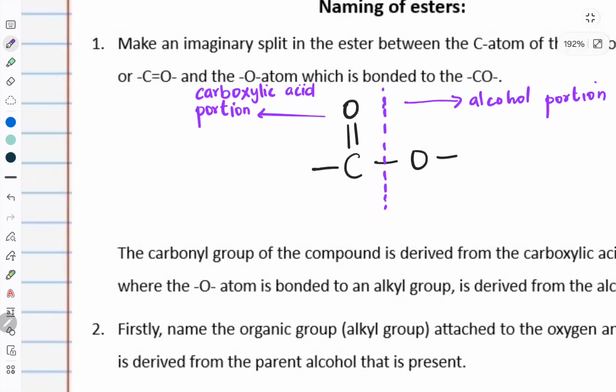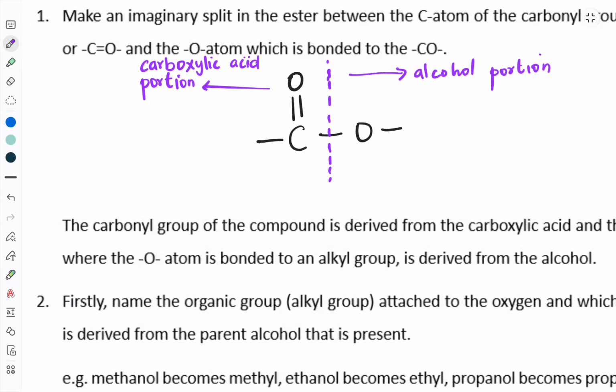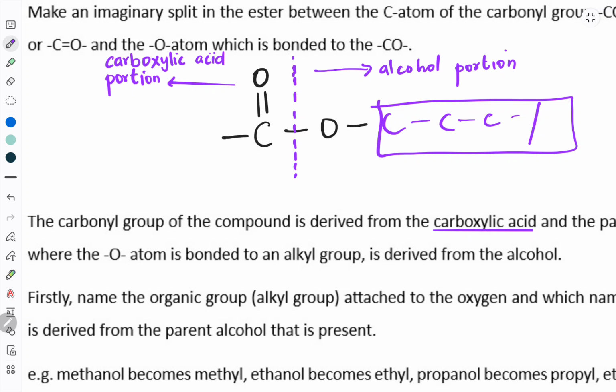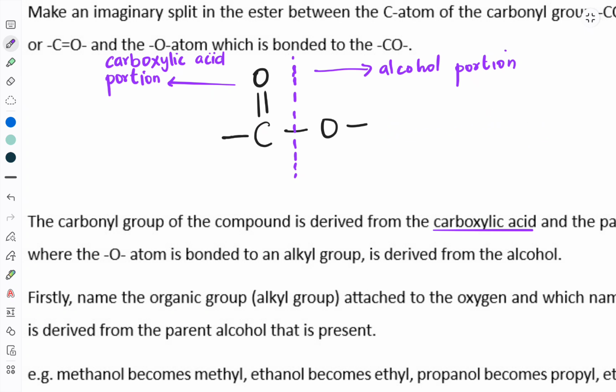So now what do we do next? The carbonyl group of the compound, like we said, is derived from the carboxylic acid. The carbonyl group is the CO, so the left hand side of the split. The part where the O atom is bonded is derived from the alcohol. We treat that whole part, whatever is bonded to the O, as if it was an alkyl group, and we name it the same way we would name an alkyl group. That part came from an alcohol. It was derived from the alcohol.